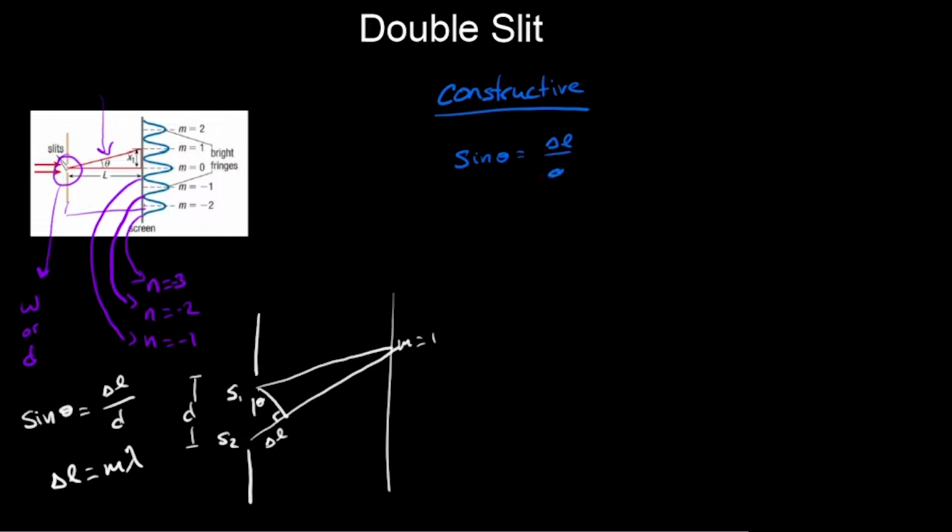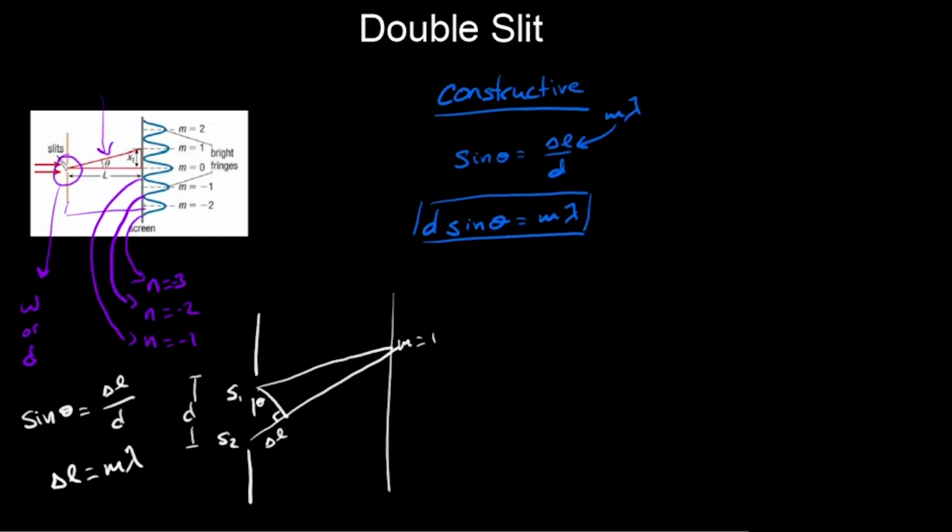Where delta L is equal to m lambda, and I'm going to bring d over to the other side. This is typically the format that we see this equation in, although of course we could substitute m lambda here and use the equation this way if we're looking at it from more of a pure trig point of view, where we're solving for the angle.